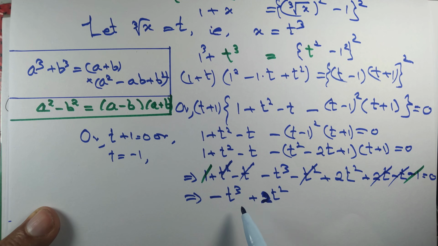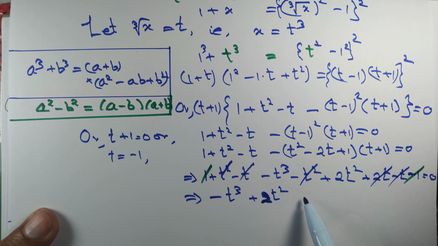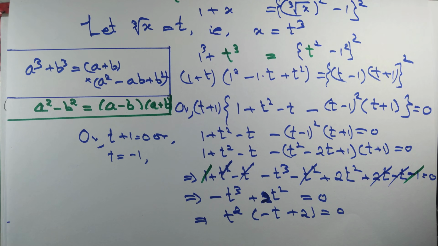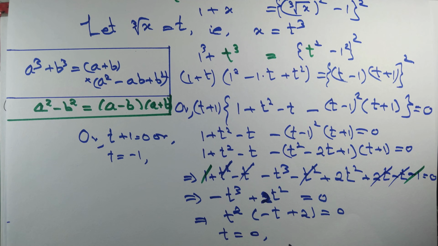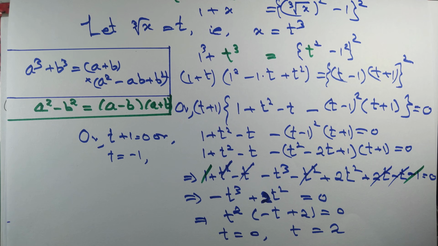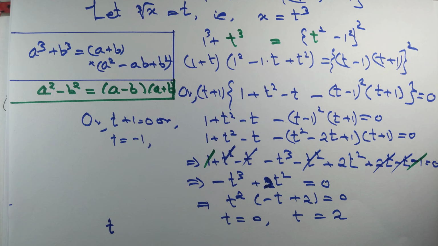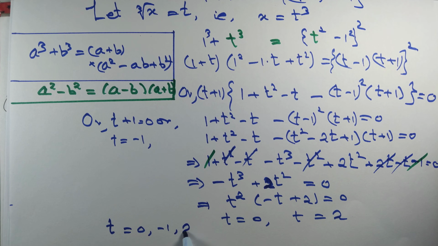So we are simply left with minus t cube plus 2t square equal to 0. That gives us, we can take t square common, and minus t plus 2 equal to 0. That gives us either t equal to 0 or t equal to 2. So we are getting 3 different values of t: t equal to 0, minus 1, 2.